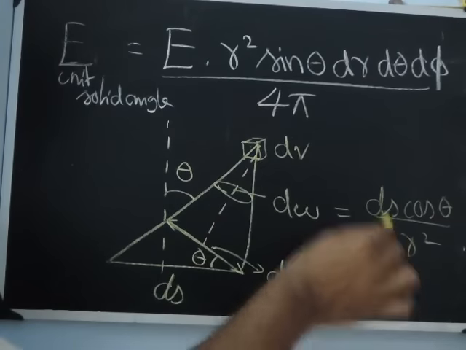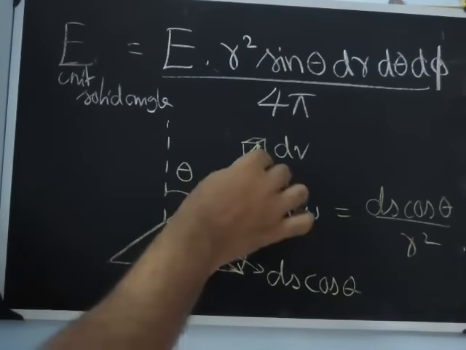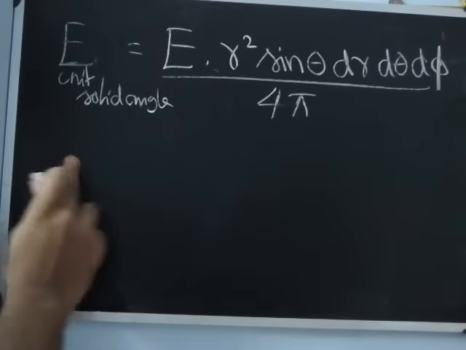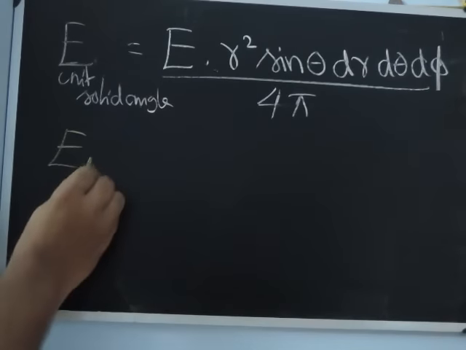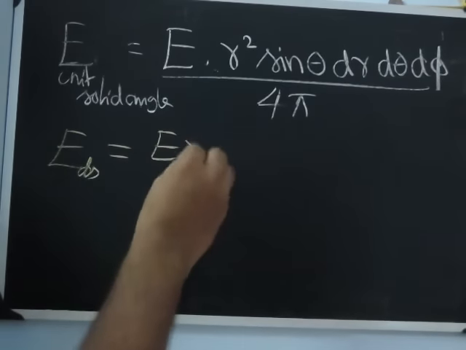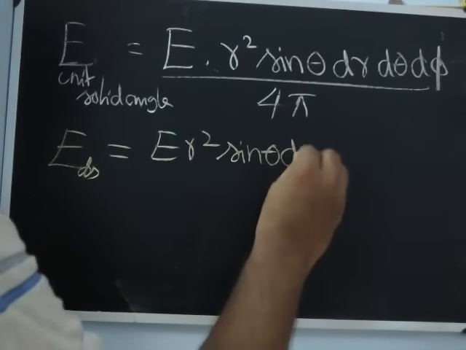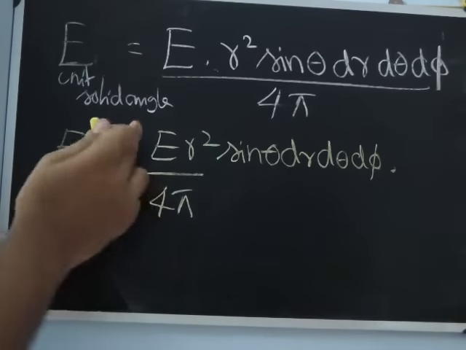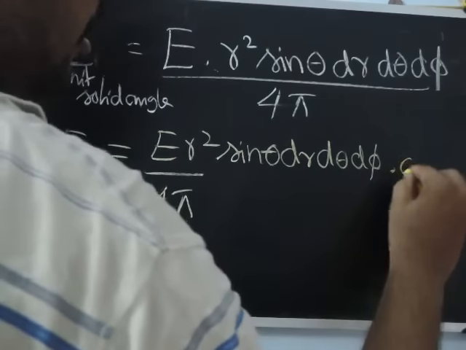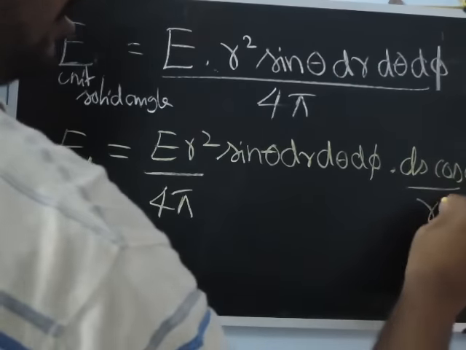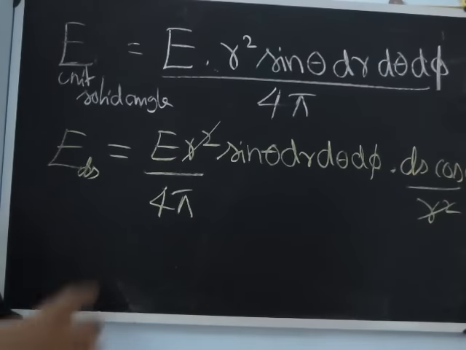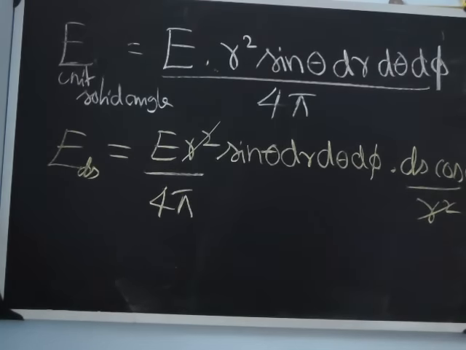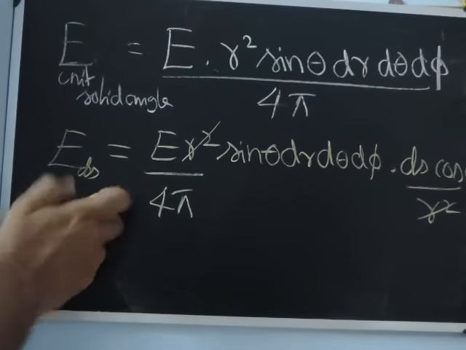So if I multiply this with the energy per unit solid angle, I will get how much of the sound energy from dV is reaching my dS area. This is 4 pi. So the energy reaching the surface dS will be E r square sin theta dr d theta d phi by 4 pi into the solid angle. So this is the energy per unit solid angle into the solid angle subtended by the surface, which is dS cos theta by r square. So you can cut the r square here. So E sin theta cos theta dr d theta d phi dS by 4 pi is the sound energy reaching dS from the dV volume.